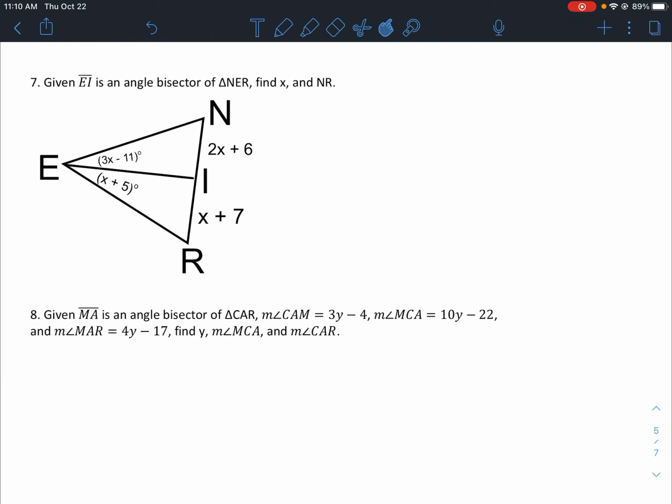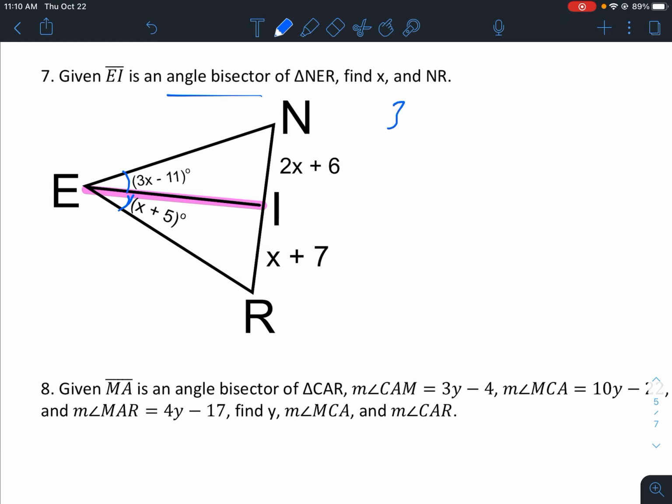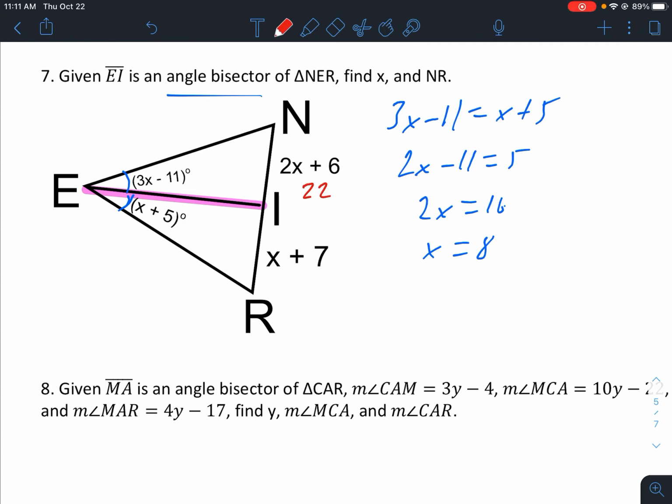Number 7, given EI is an angle bisector. So you see the word angle bisector and EI, that means that these two angles are congruent. So I can immediately set 3x minus 11 equal to x plus 5. Subtracting x, adding 11, and dividing by 2 gives me x equals 8. And now the question says to find NR. So take your 8, put it in here. We get 22. And here, we get 15. So NR is 22 plus 15, 37 units.